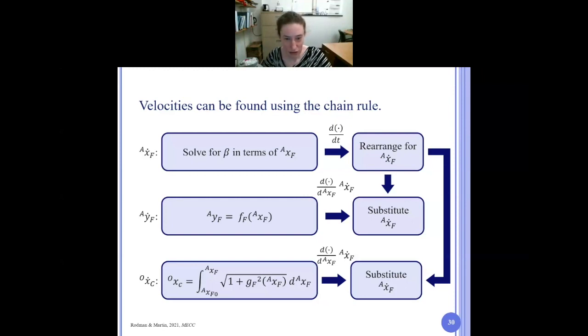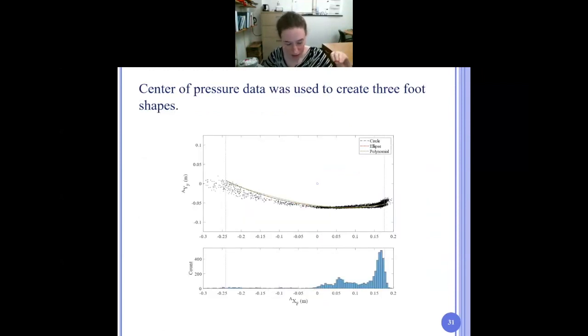All right, so now we want to see whether or not this non-uniform curved foot shape works any better. So in order to test this, we used some experimental data, and we tested 3 different foot shapes. We tested a circular foot shape, an ellipse, and a polynomial. And the coefficients of the polynomial were constrained to ensure that it was convex.